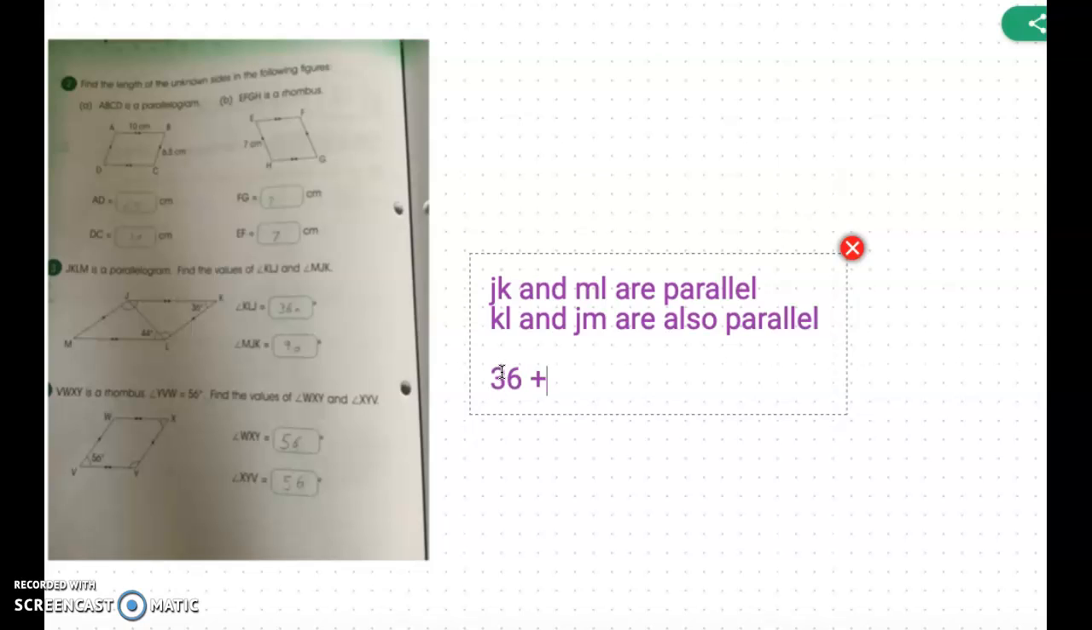36 plus angle KLM, that means the whole thing KLM, is equal to 180, isn't it? This means the angle between parallel lines. This is one parallel line, this is one angle between; this is one parallel line, this one angle between. So when you add these two angles, it will be equal to 180. Therefore, angle KLM will be equal to 180 minus 36, right?